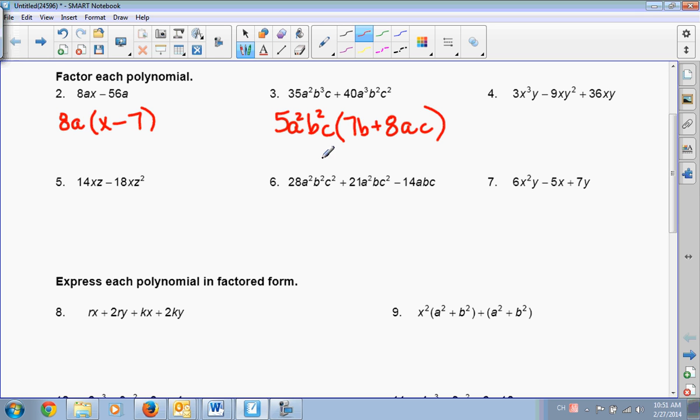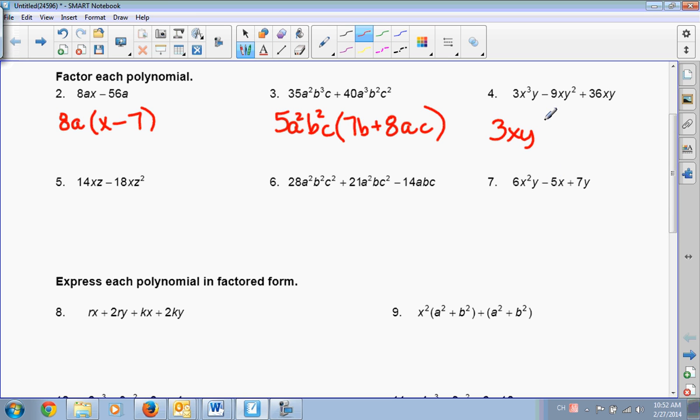Okay, let's keep going. Number 4. Now we have a trinomial, so that means all 3 have to have something in common. 3, 9, and 36. What do all 3 have in common? 3. How many x's does each one have in common? 1. Just 1. It's the least amount that they all have. It's not the most amount, it's the least that they all have. This has a y squared, and a y, so what do they all have? 1 y.